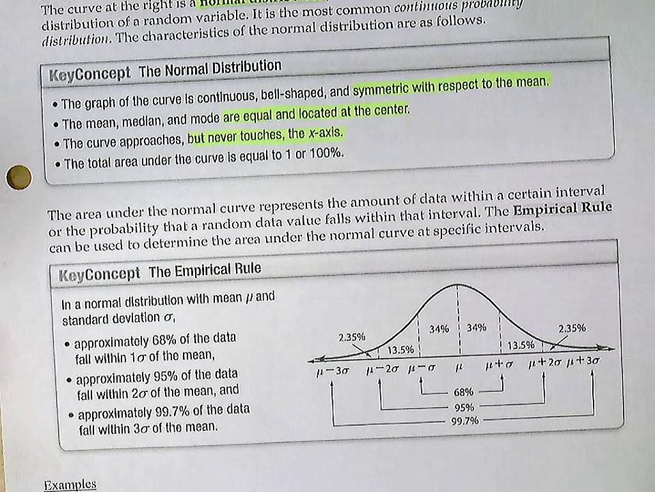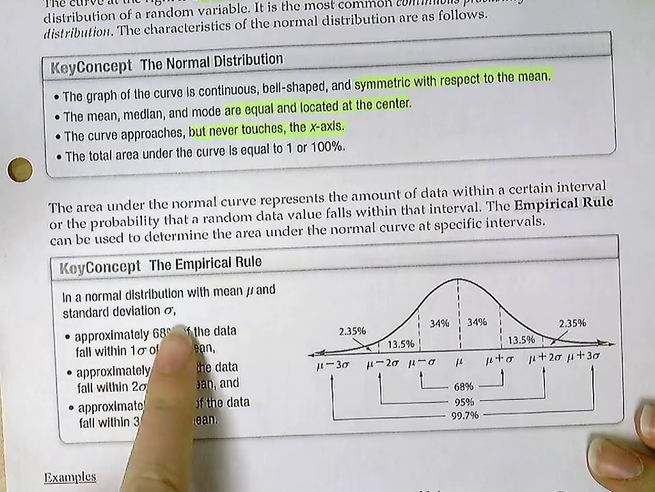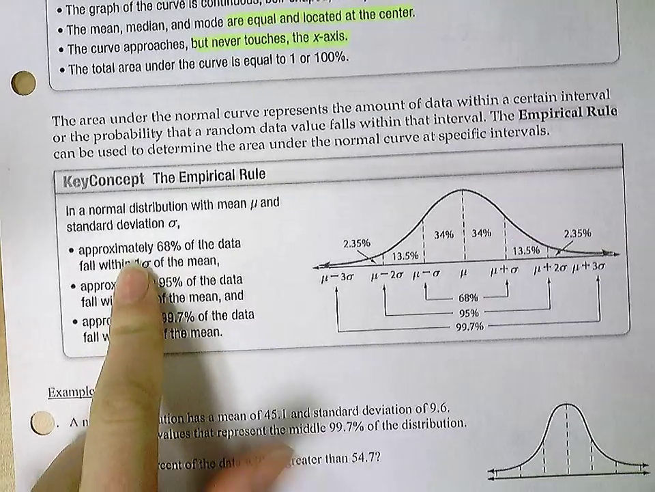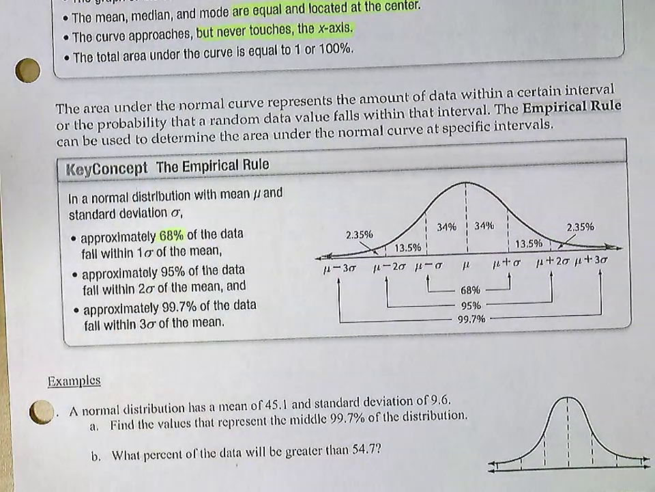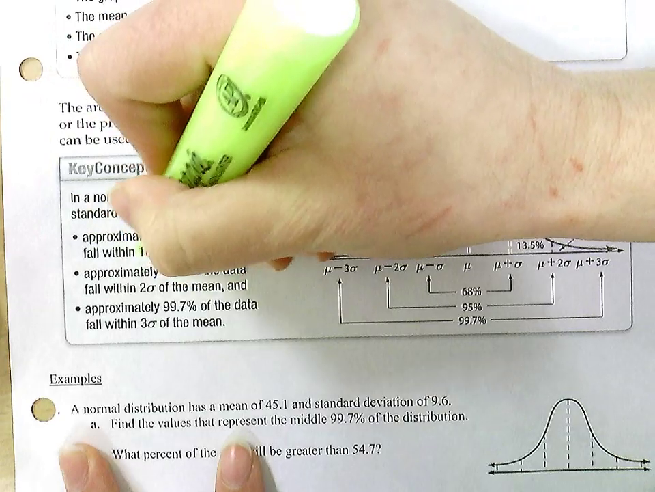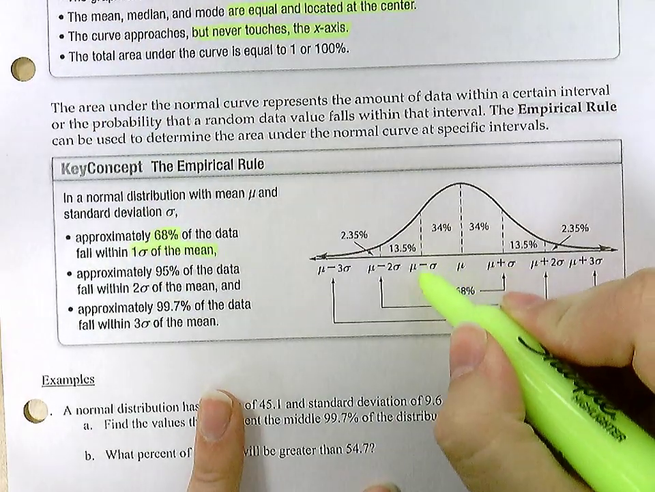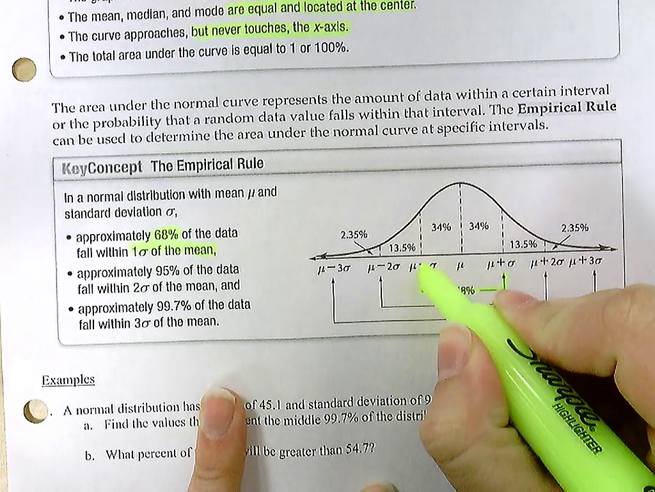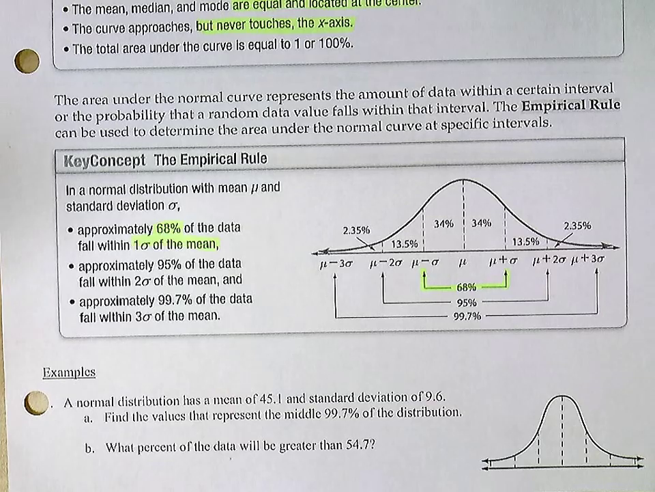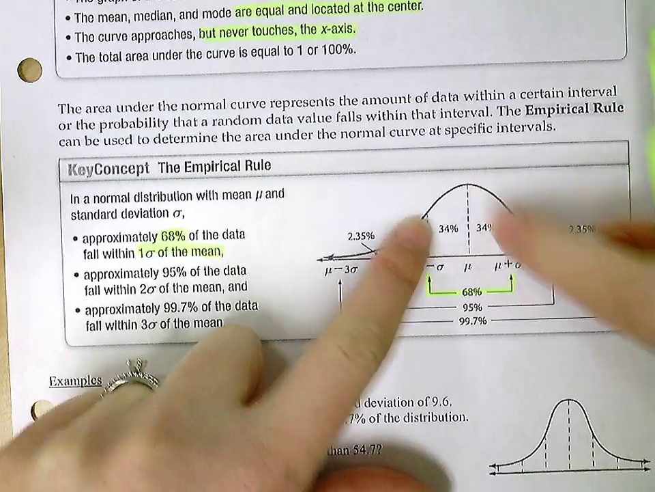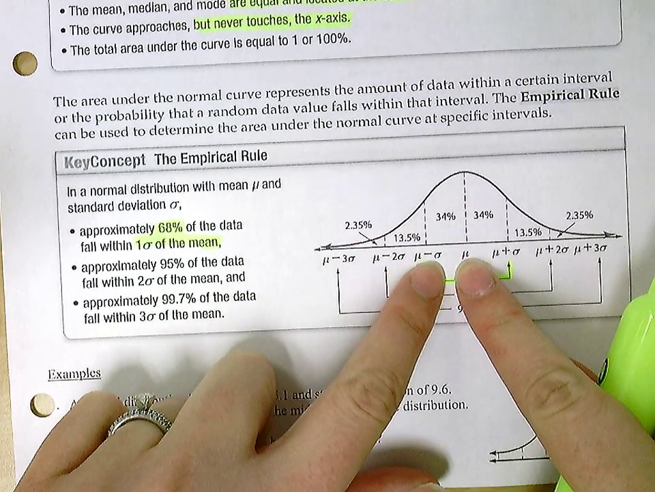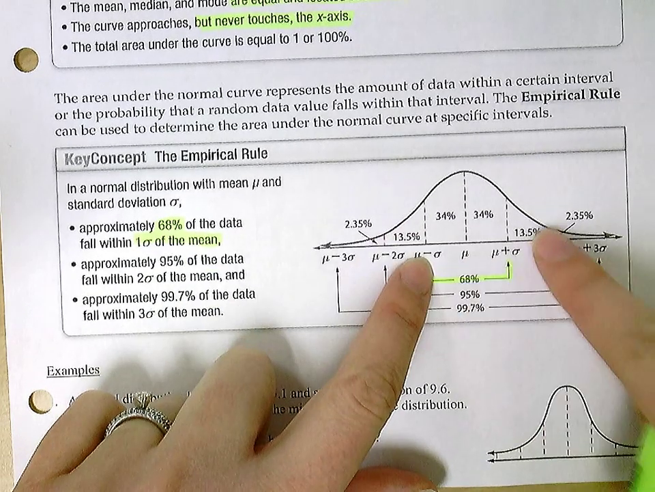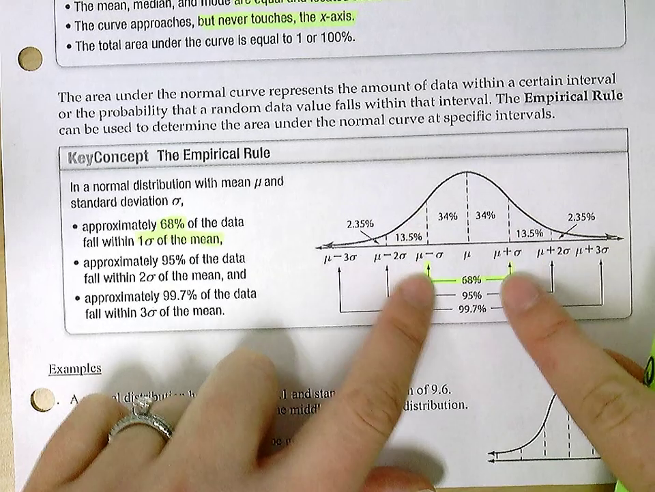So, in a normal distribution with mean, mu, and standard deviation, sigma, approximately 68%, so I'm going to use separate colors, 68% of the data fall within 1 sigma of the mean. So 1 sigma of the mean, that is 68%. So that's this section right here of your normal curve. Each of these smaller sections is 34%. This is your mean in the center. Your mean minus 1 standard deviation is this part. Your mean plus 1 standard deviation is this part. That makes up that 68%.